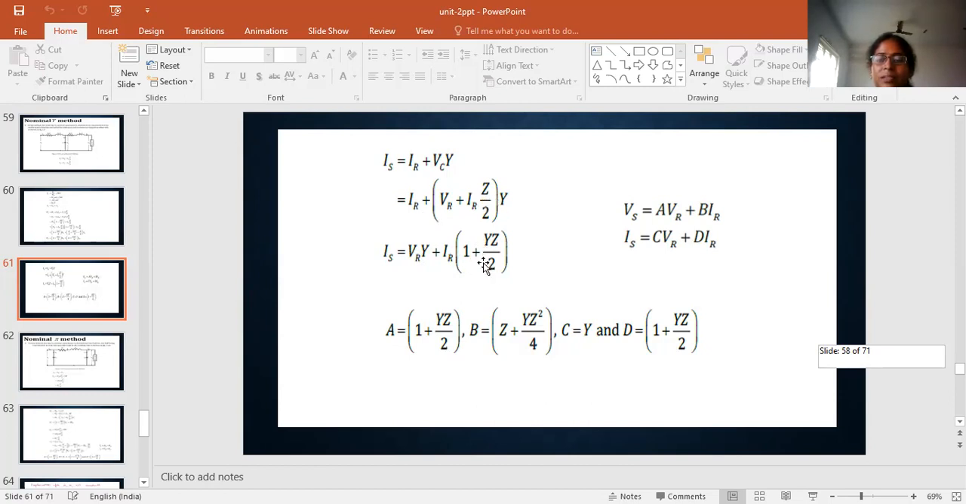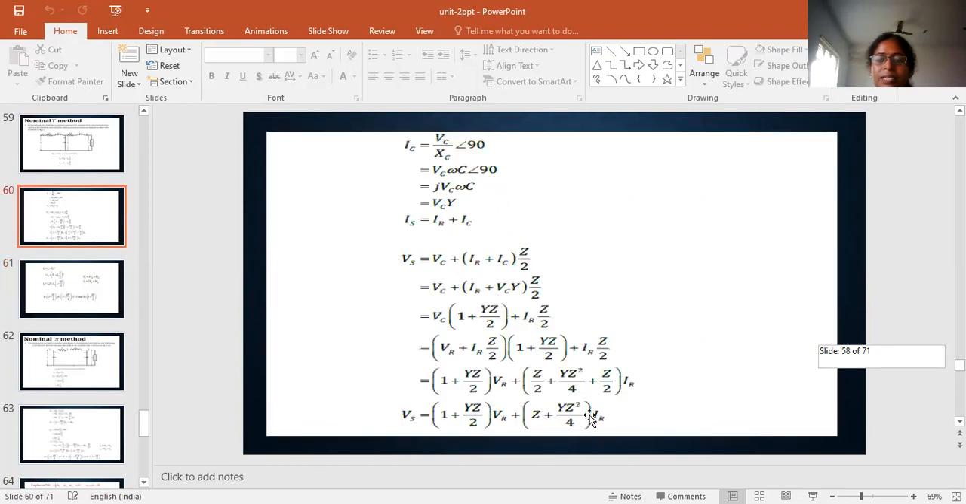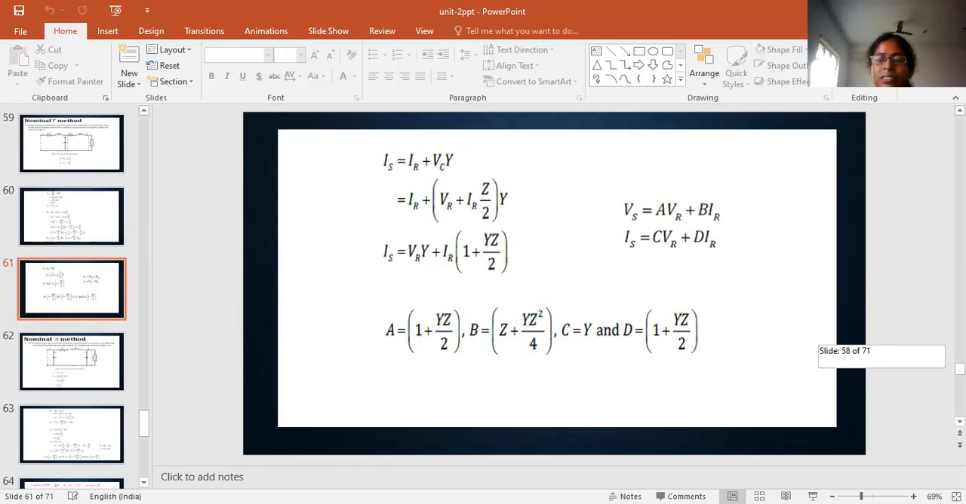Compare these two equations, Vs and Is, with the normal two-port equations, Vs equal to A into VR plus B into IR, and Is equal to C into VR plus D into IR. Then we can know the values of the ABCD parameters, the ABCD constants, which are complex numbers. A equal to 1 plus YZ by 2, B equal to Z into 1 plus YZ by 4, C equal to Y, and D equal to 1 plus YZ by 2.